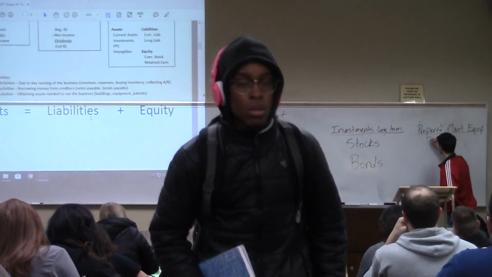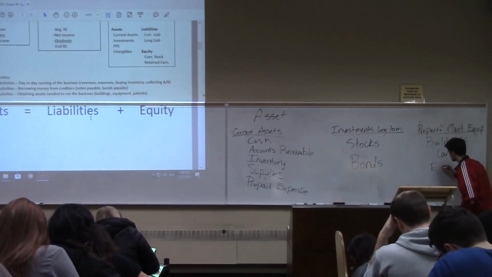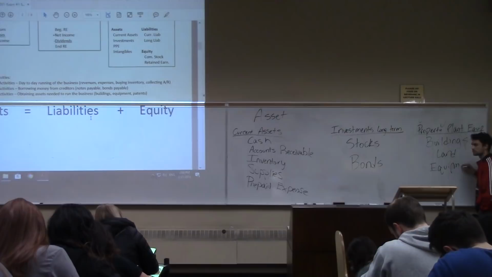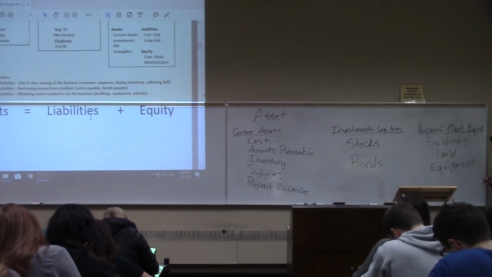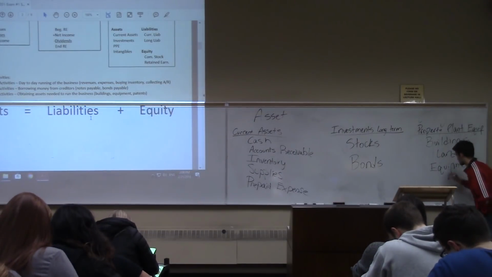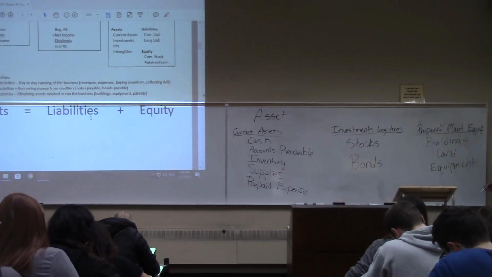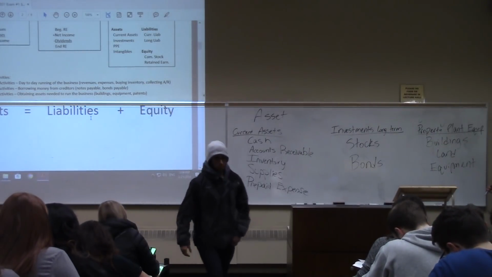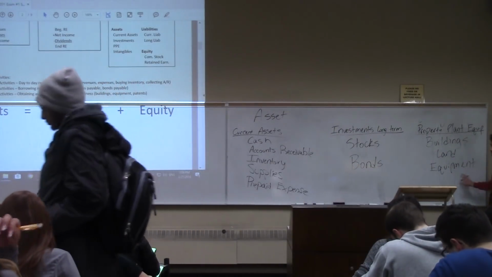So, for example, we've got buildings here, land, equipment, garages. What else can we have? Buildings, equipment, machinery. Any asset that is long-term, we're going to use it over a long period of time.